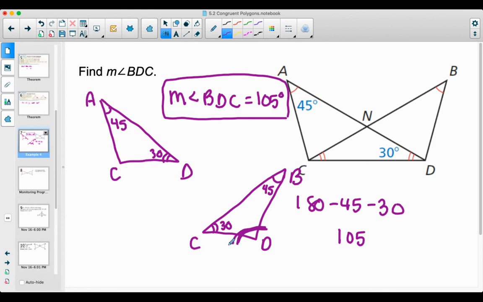And then if I said to find the measure of angle ACD, this one right here, because we know these two angles are congruent, don't we know that these two angles are congruent by that third angles theorem? So then without doing any work, I know that this angle right here is also going to be 105 degrees. And that is our third angles theorem and the end of our section 5.2.